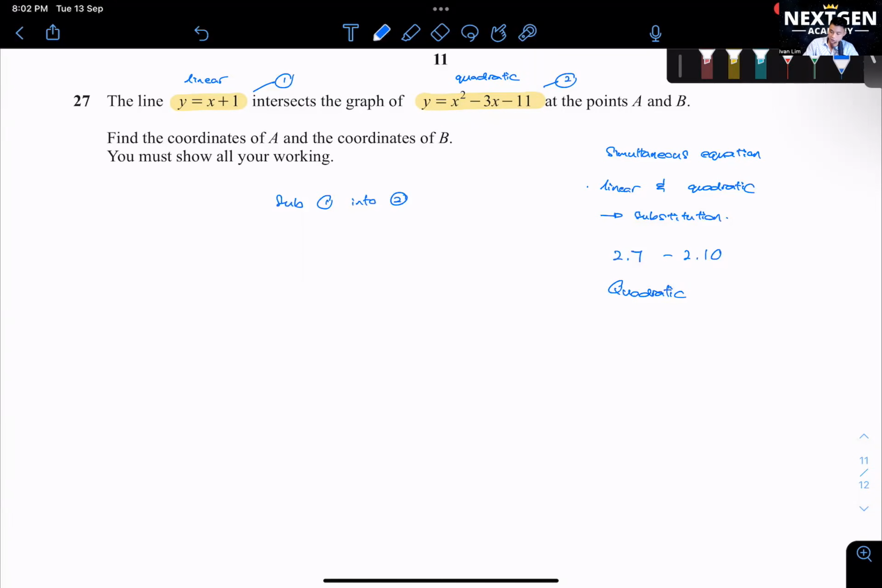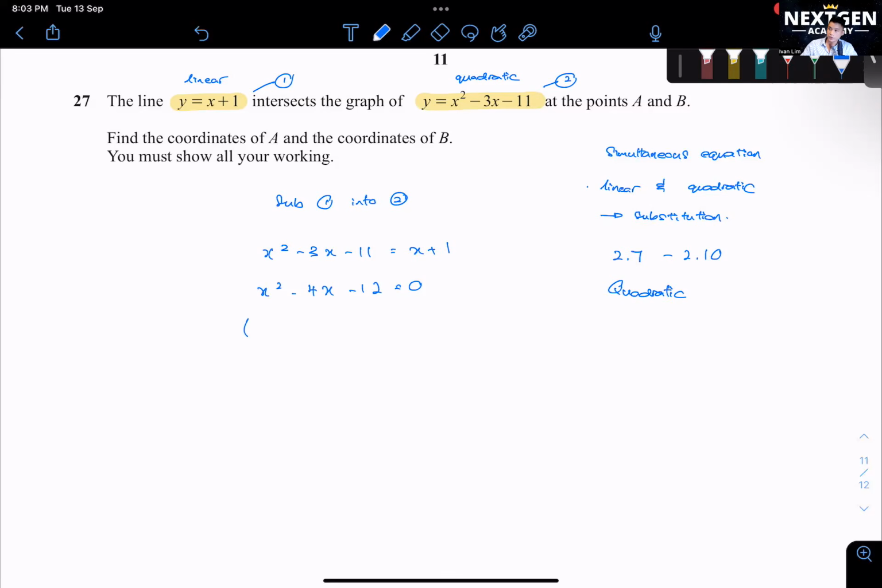All right, so let's tackle this. x squared minus 3x minus 11 equals x plus 1. We change it to a quadratic equation. So it'll be x squared, minus 3x minus x will be minus 4x, minus 11 minus 1 is minus 12. We shift everything to one side first to make it a quadratic equation. Then you factorize it.